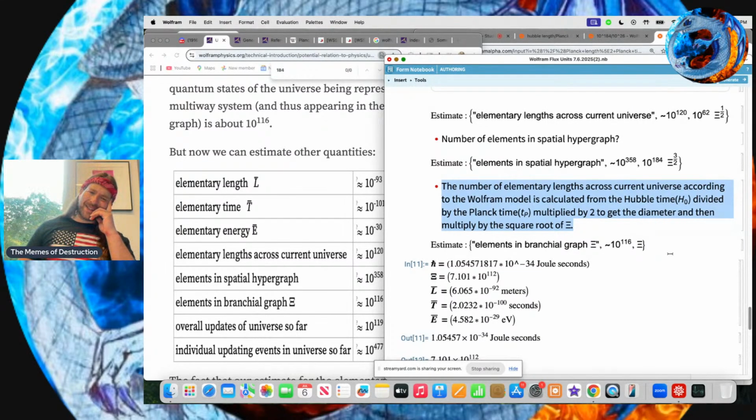So if that's the number of elements, right now, according to this framework, the elements of the branchial graph will allow for the flux of energy and momentum. Because when we take that number, that 10 to the 112 versus that 10 to the 116, that's basically... Again, probably nothing, but if that's what it is, how did he know?